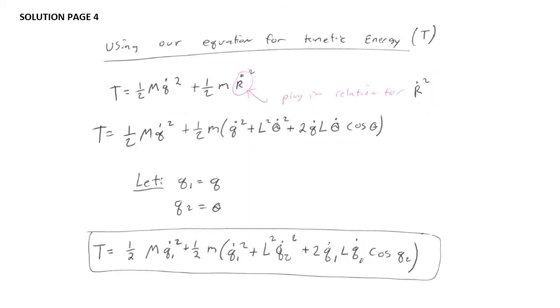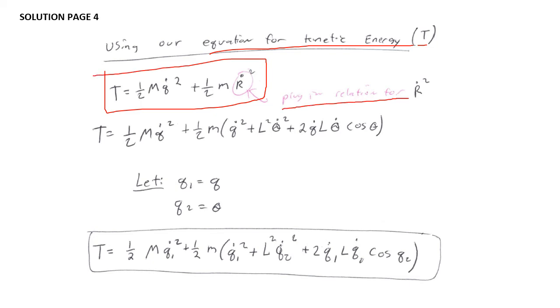So now that we have a relationship for our r dot squared, we can go back to our equation for kinetic energy, our T equation from before. We have this relationship right here, and what we can do now is plug in for our relationship r dot squared. So we take that relationship we have here for our r dot and plug it in right here. So we end up with, for kinetic energy, T is equal to 1/2 m q dot squared plus 1/2 m. Now we plug in our r value, our relationship right there, of q dot squared plus L squared theta dot squared plus 2q dot L theta dot times the cosine of theta.